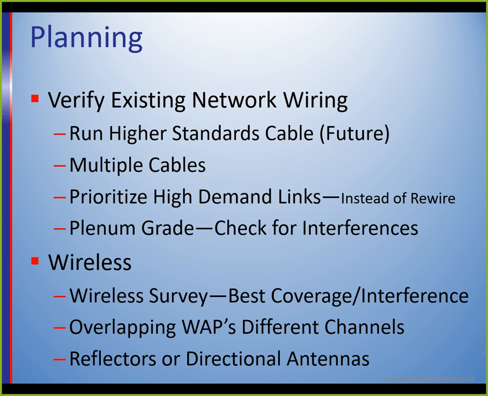Best coverage, interference, and we talked about the channel numbers 1, 6, and 11 for the 2.4 gig. They should not be the same; we want to separate them. We don't want them to interfere with each other. Overlapping WAPs on different channels to do these things. Reflectors or directional antennas. Reflectors to keep the signal in the building.